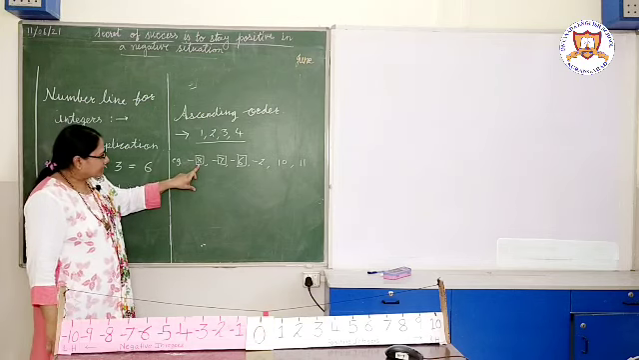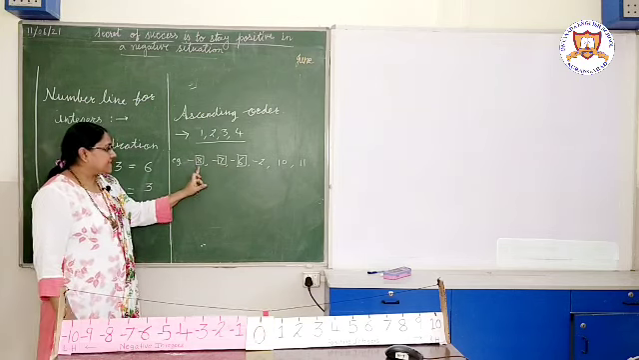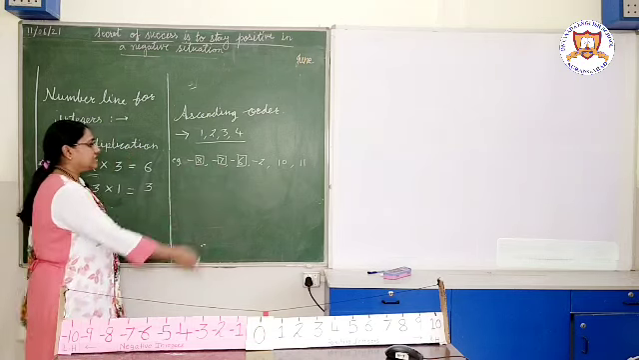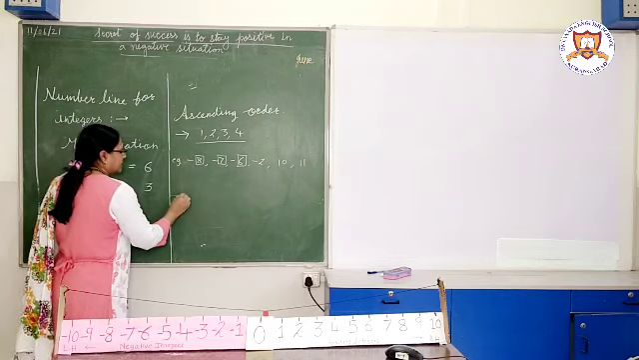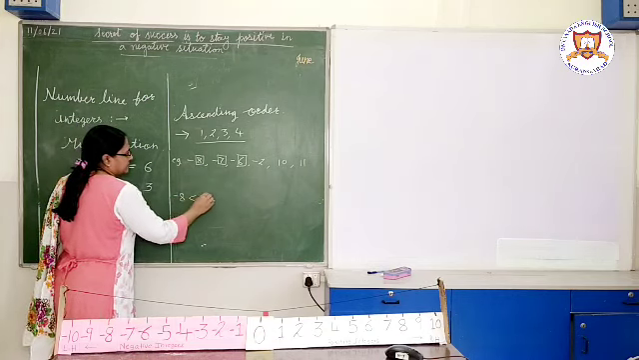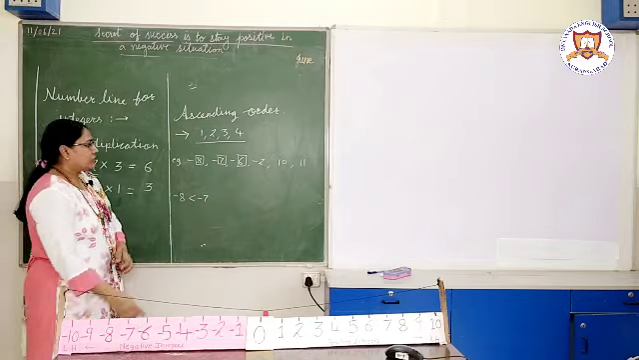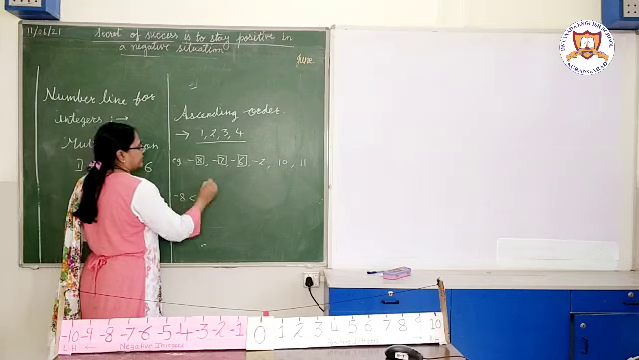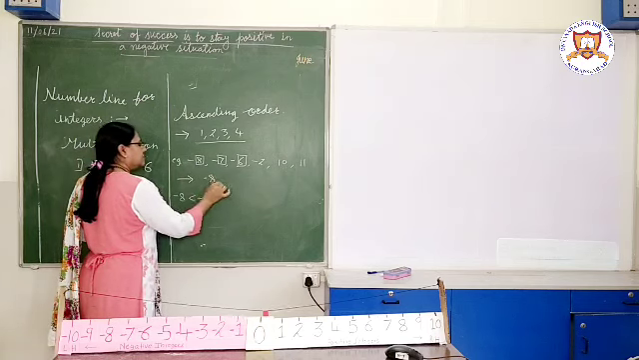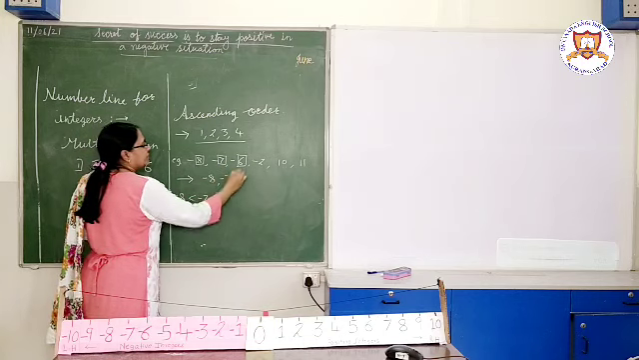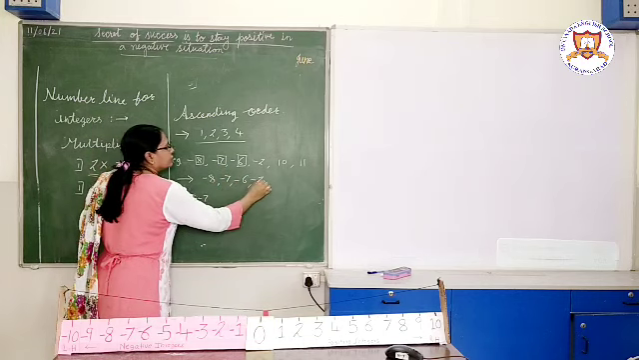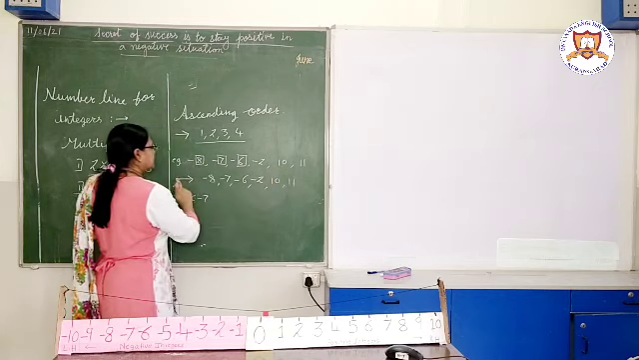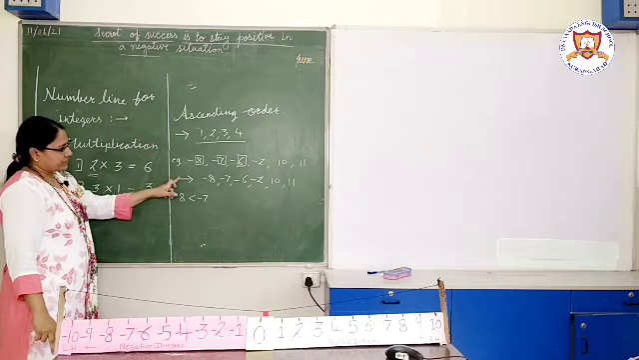See, 8 is greater than 7 if we consider the magnitude only. But if the negative sign is there, then -8 is less than -7. So which number do we put first? -8 first, then -7, then -6, then -2, then 10, and then 11. This is the ascending order of integers.